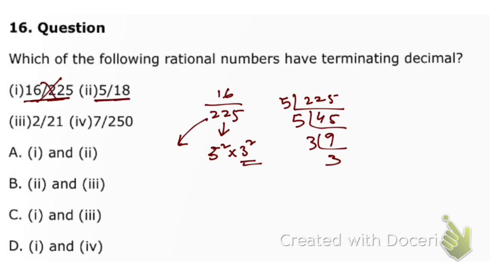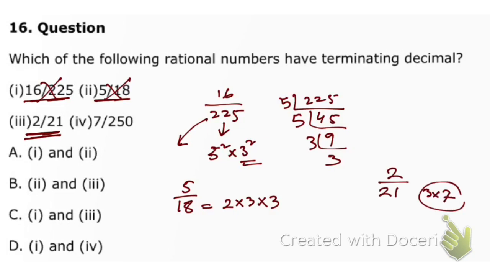Now let me check this one. 5 by 18. 18 is nothing but 2 into 3 into 3, and 3 does not cancel 5, right? So that's why this is also not terminating. So here you see 2 by 21. 21 is, you know, 3 sevens are 21. It is obviously not terminating.